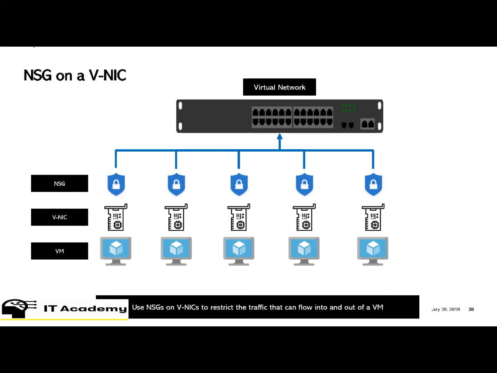It's also possible to apply the same network security group to multiple virtual machines. That way we can have one set of configuration consistently applied to multiple network adapters across multiple virtual machines. That's really good for configuring consistency. In summary, we use network security groups attached to virtual network cards to restrict the traffic that can flow into or out of an individual VM.